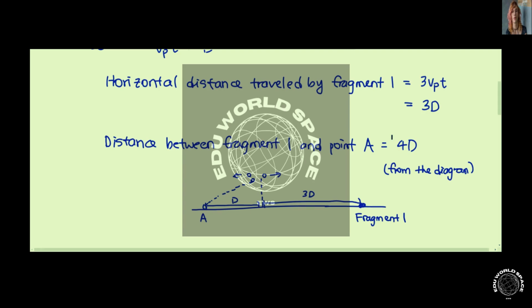So the answer is 4d, and that's all for this question.